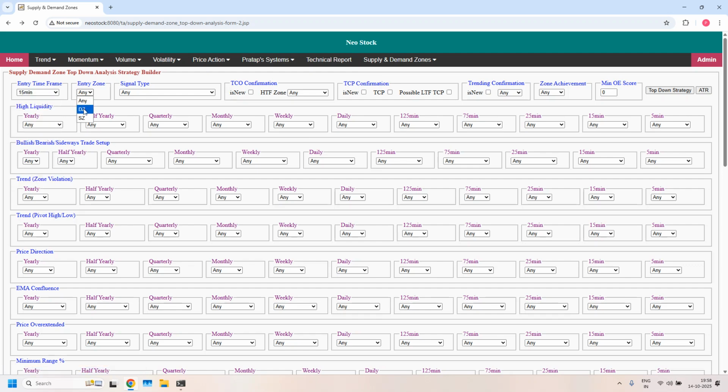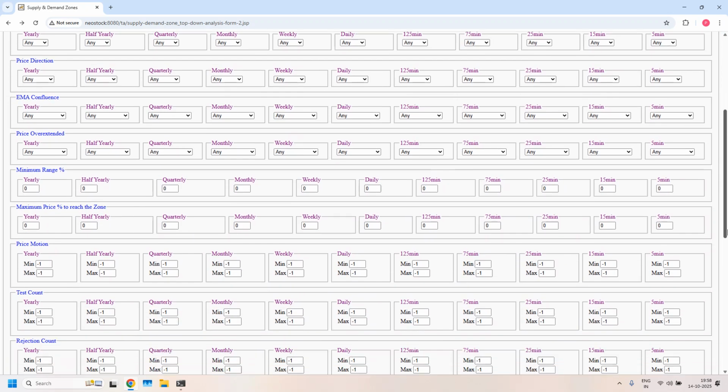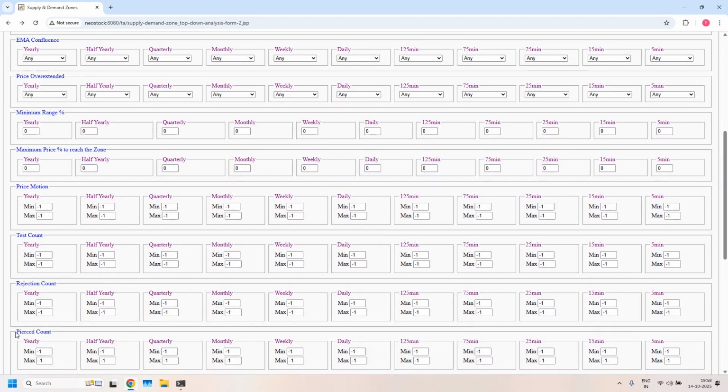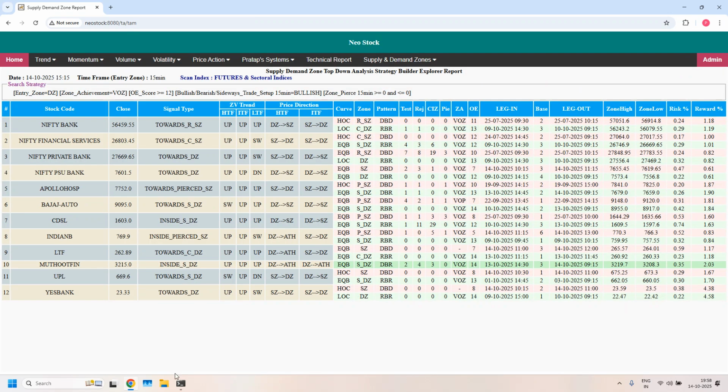15 minutes demand zone, bullish or bearish. At 15 minutes I am selecting bullish. Zone achievement VOZ, minimum odd enhances score 12, and the 15 minutes demand zone should not be pierced. Pierced count 15 minutes, minimum value 0, maximum value 0. So 12 stocks supporting bullish trade setup for daily income trade. All these are 12 daily demand zones.